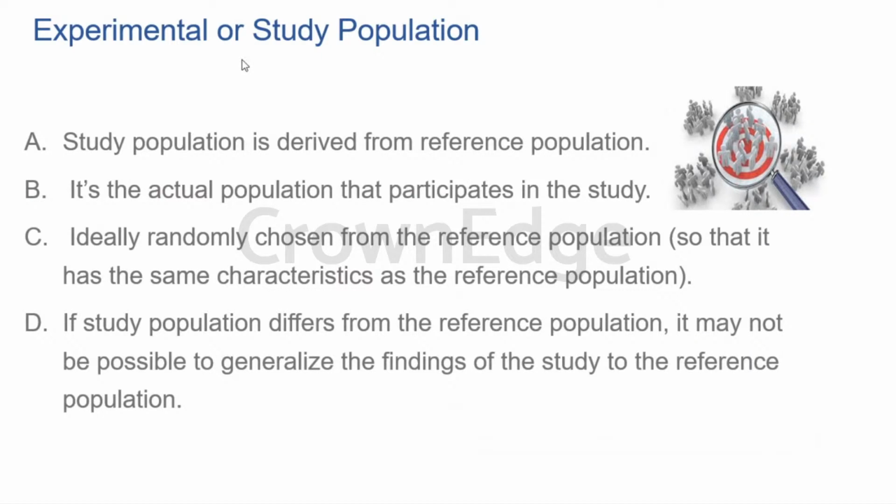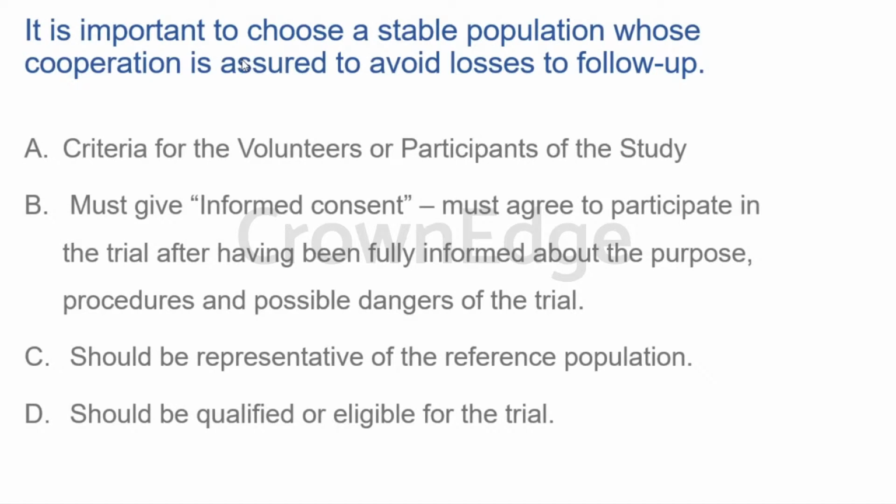If the study population differs from the reference population, it may not be possible to generalize the findings of the study. It is important to choose a stable population whose cooperation is assured to avoid loss to follow up. If you do long term studies, it is obvious that there will be some amount of loss to follow up, especially if you're doing studies among the elderly. A lot of them will die because of comorbidities, because of different health conditions.